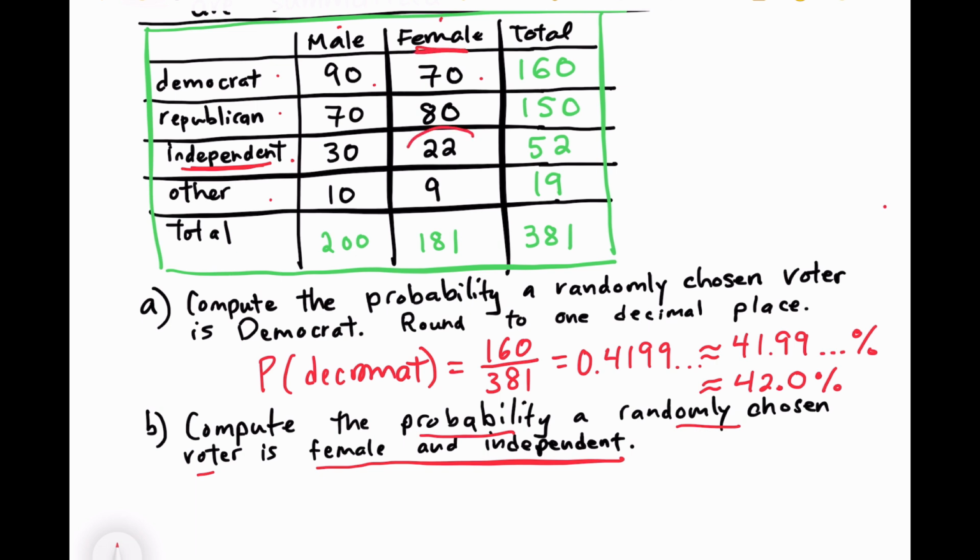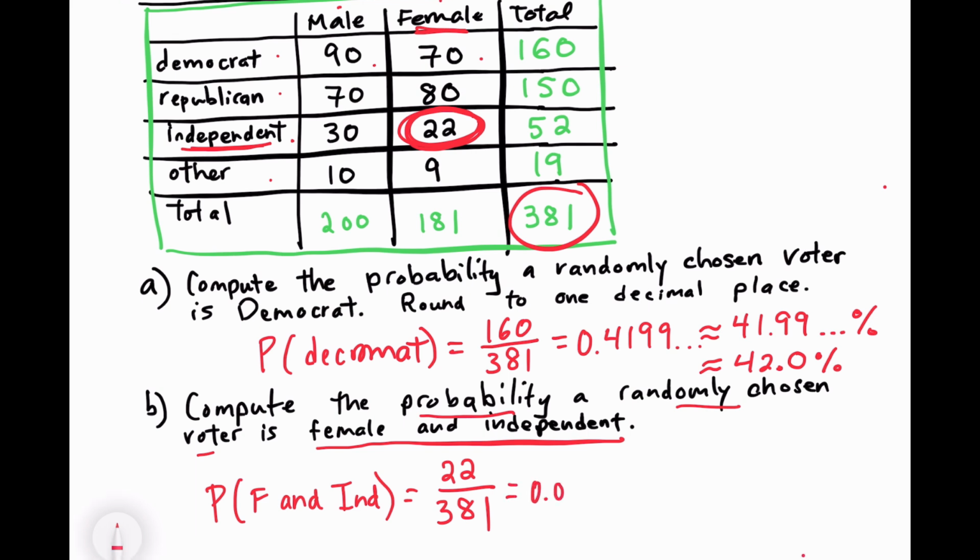In this case, independents are here, females are here. So female and independent, we just have 22. So the probability of female and independent would be 22 occurrences over the total, again, 381. That gives me 0.05774, which is 5.774%. And if I round this to 1 decimal place, I will get 5.8%.